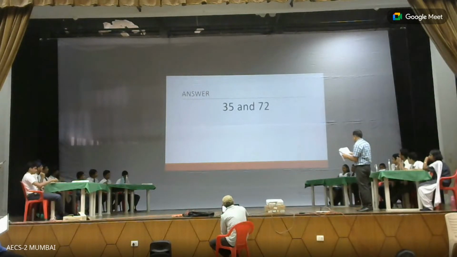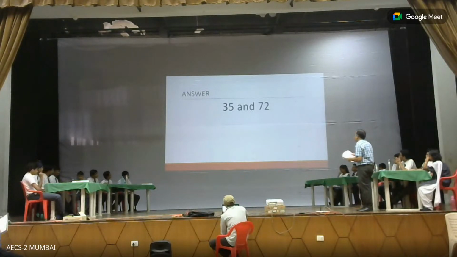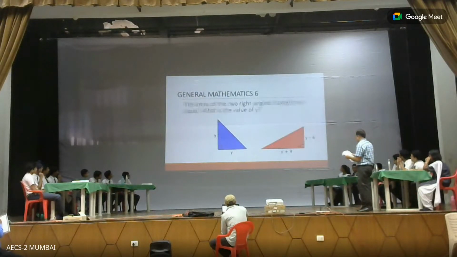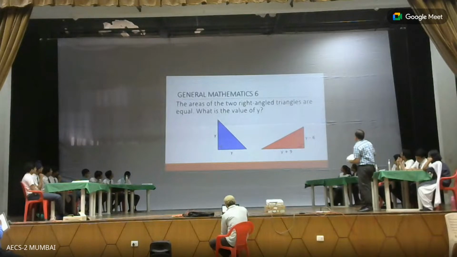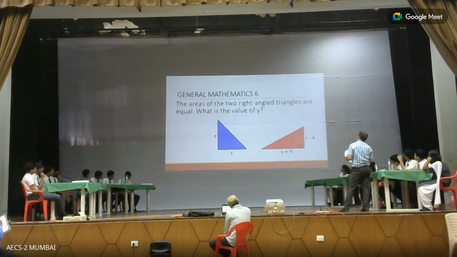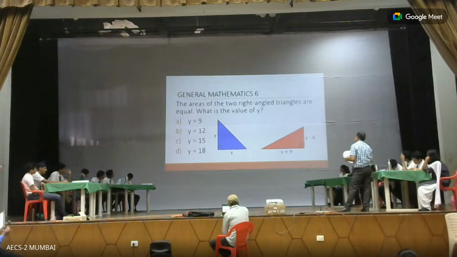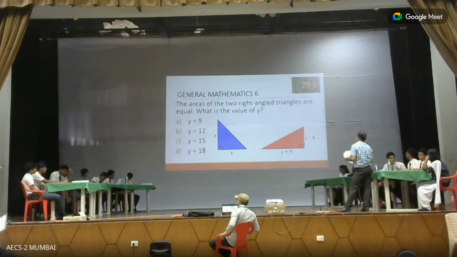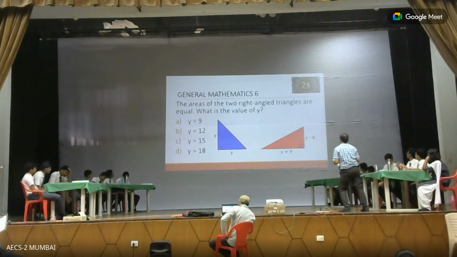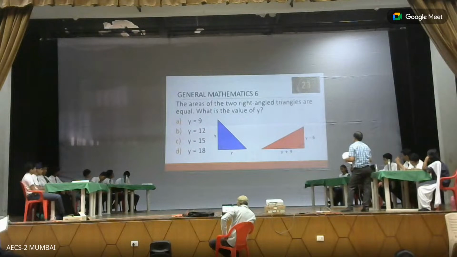And the next question is still from the same round, and that goes towards team Ramanujam. Team Ramanujam, are you ready? Yes, sir. Question please. The areas of two right angled triangles are equal. What is the value of y? And the options are 9, 12, 15 and y equals 18. Ramanujam, area of these two triangles are equal. Get the value of y.